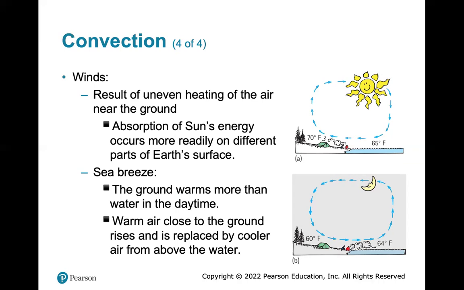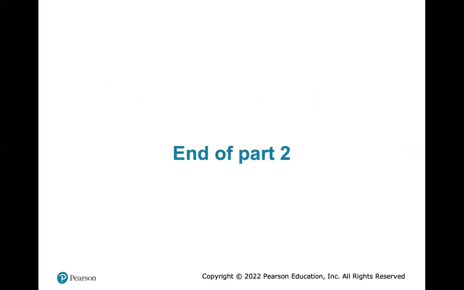Because it has a lower specific heat capacity, the land will give up its thermal energy quickly, whereas the water, because it has a high specific heat capacity, will retain what temperature it has for a longer period of time. The sea breeze: the ground warms more than water in the daytime. Warm air close to the ground rises and is replaced by cooler air from above the water. And you can see that shown in the opposite direction at nighttime. Okay, and that's all we have to discuss on convection.